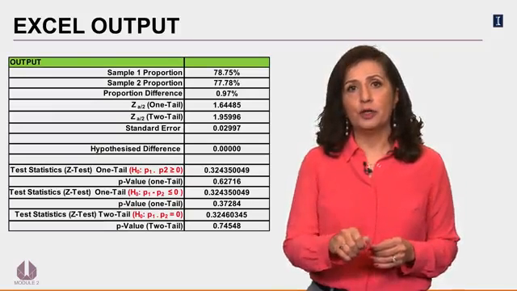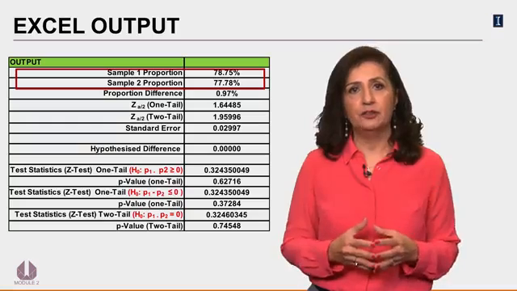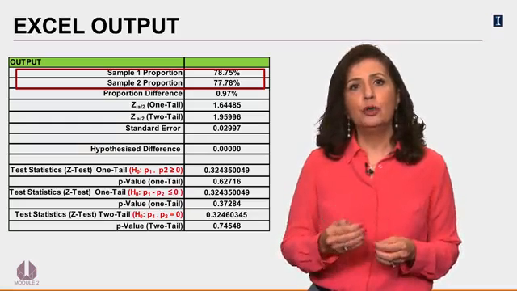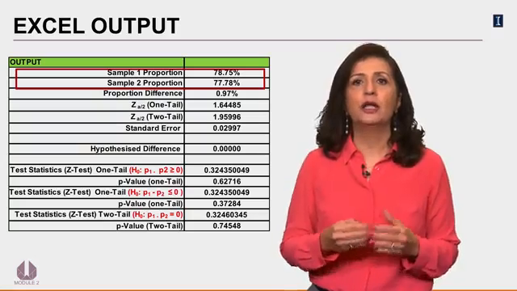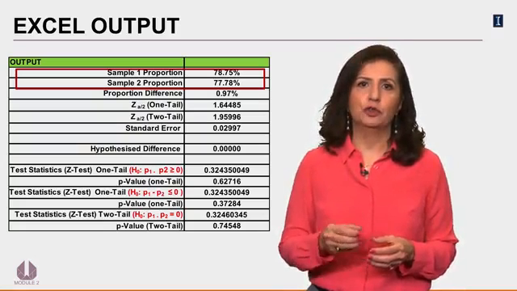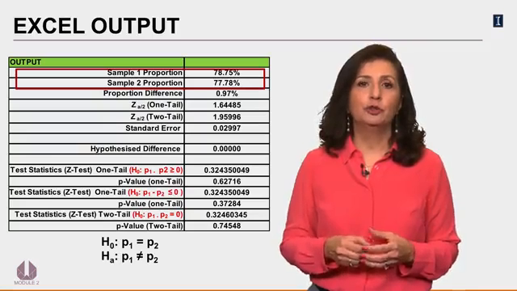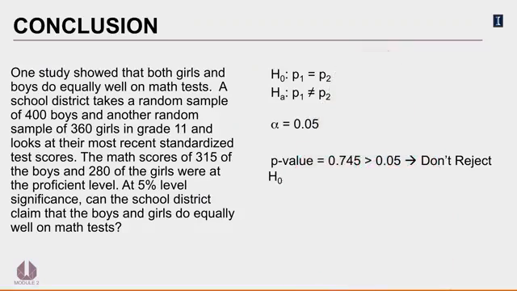Here, sample 1 is for the boys, and 315 out of 400, or about 78.75%, and sample 2 are for the girls, where 280 out of 360, or about 77.78%, scored at proficient level. We are testing at 5% level of significance and equality for the two groups. So we will use the output for the two-tailed test. The p-value is then 0.745. Since the p-value is more than 0.05, we don't reject the null hypothesis, which means our samples of boys and girls from this school district also performed equally well on the math test.